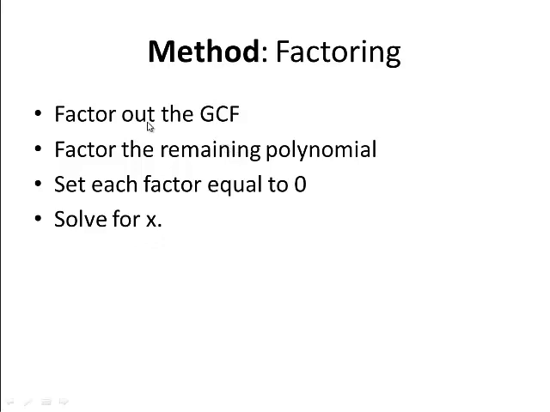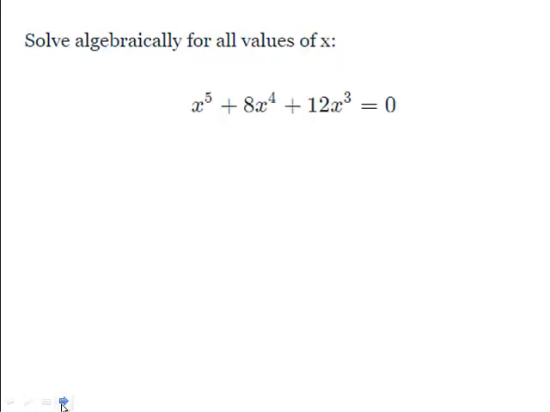The first thing we want to do is factor out the GCF. That just makes the rest of our factoring easier. Once that GCF has been factored out, we're going to factor whatever is remaining, probably a quadratic. And then the next step is to set each factor equal to 0. And that's because of something called the zero product property, meaning that if something multiplies to an answer of 0, then at least one of those things had to be 0. And then lastly, we'll take each of those equations now that they're equal to 0, and we will solve for x.